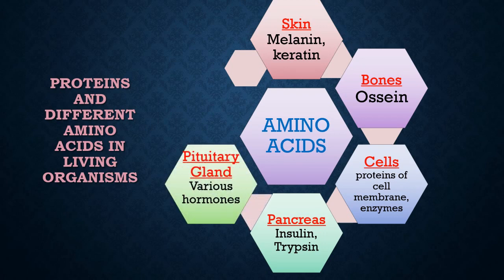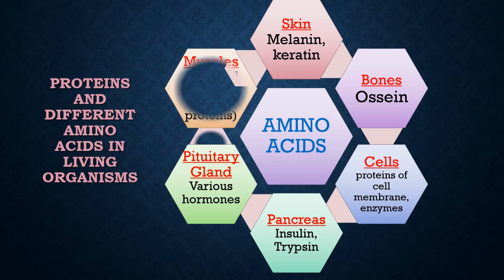Then in the pituitary gland, we know it is a master gland. It secretes various types of hormones. All are types of proteins. Then also in muscles as actin and myosin, which are otherwise called flexible proteins, that help in stretching and contracting of muscles. All these are forms of proteins found in the body.